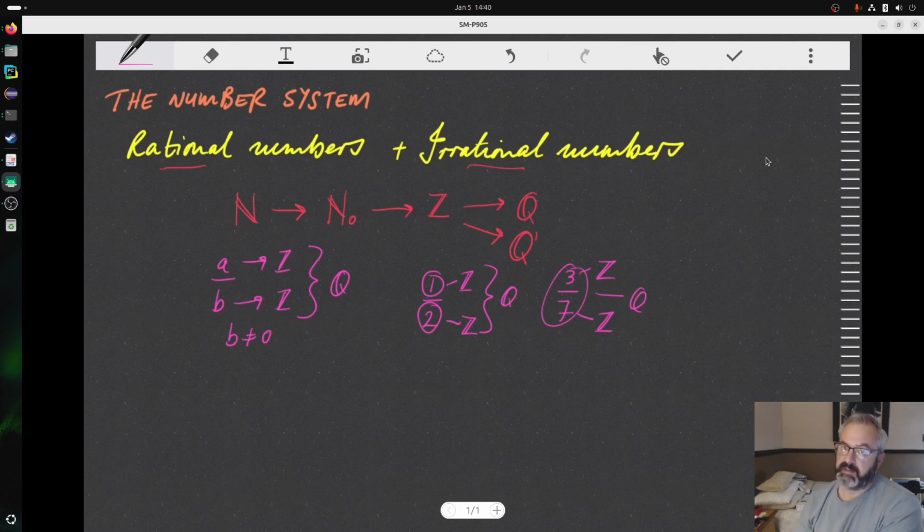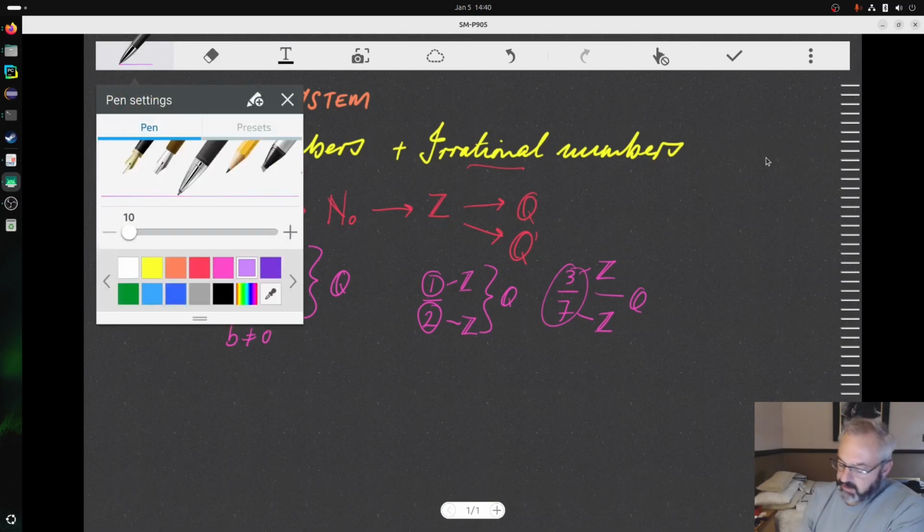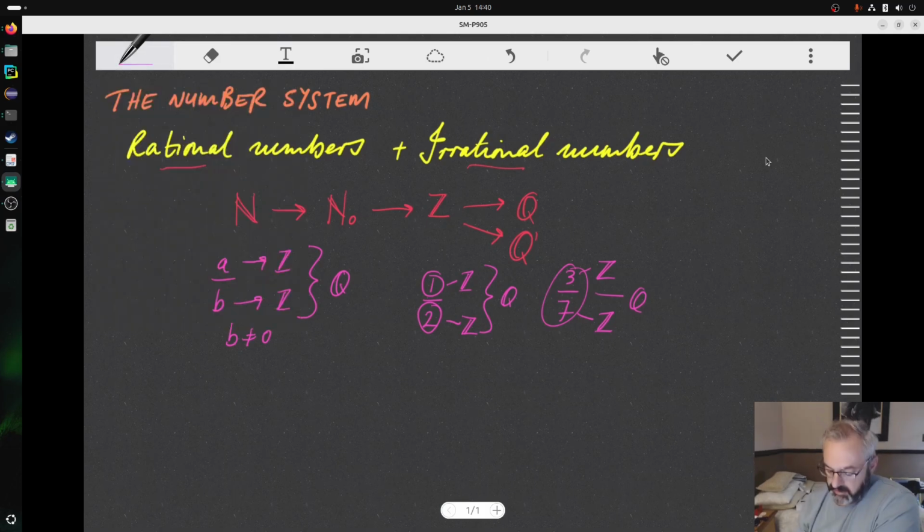Right, this is very easy. Okay, let's spice it up a little bit. Let's use a different example. What about negative 4 by 12? All right, negative 4 twelfths, or negative 4 by 12, or the ratio between negative 4 and 12. Is this a rational number?